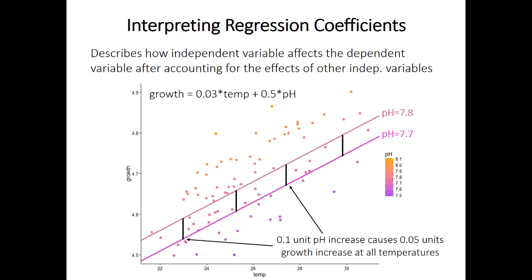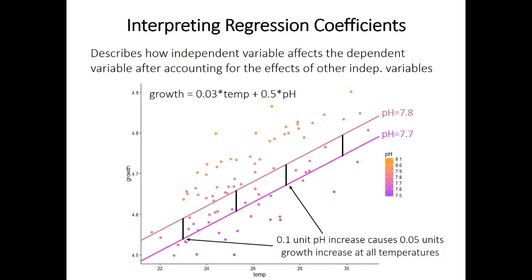So for example, at a temperature of 30 degrees, increasing pH from 7.7 to 7.8 will increase the growth rate from around 4.73 to 4.78 units, 0.05 units. But at a temperature of 23 degrees, the same increase in pH will increase the growth rate from about 4.54 or so to 4.59-ish. So notice that the actual growth rate is a function of both, but the change in pH always has the same relative effect on growth after you account for the fact that growth is itself influenced by temperature.